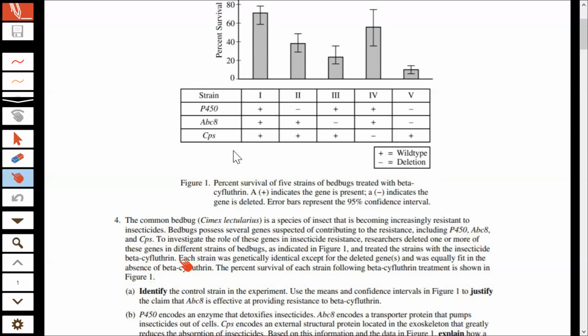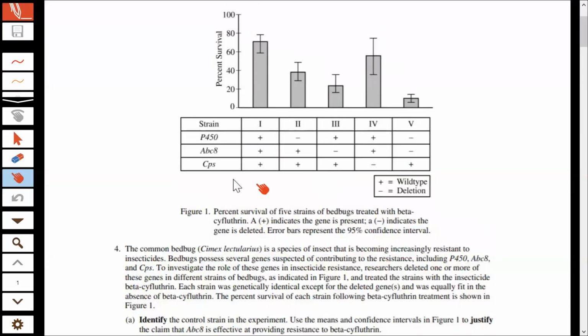AP Bio exam generally has some difficult words to pronounce. Each strain was genetically identical except for the genes and was equally fit in the absence of the insecticide. The percent survival of each strain following the insecticide treatment is shown in Figure 1. So we've got different strains. And it says percent survival of the 5 strains of bed bugs treated with the insecticide. Plus indicates the gene is present, minus indicates the gene is deleted.